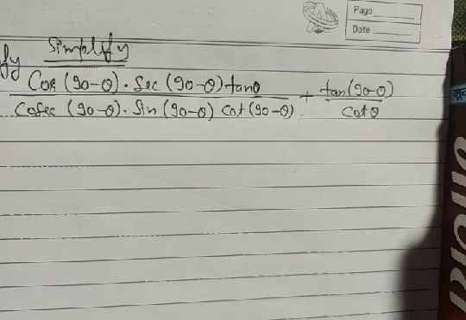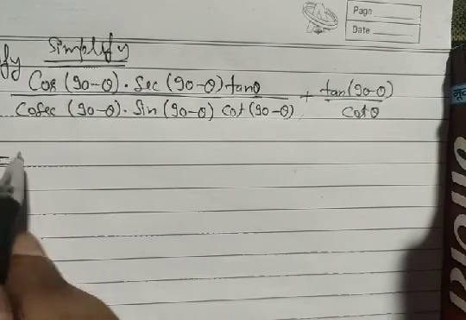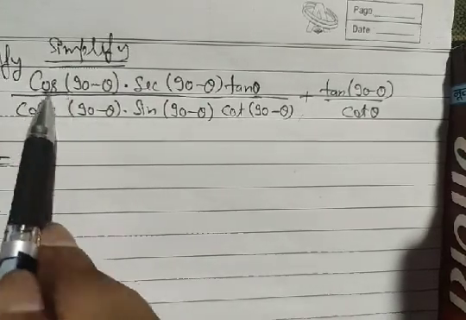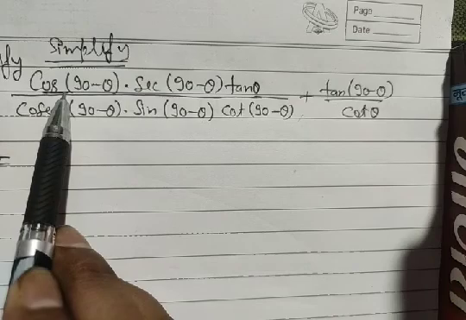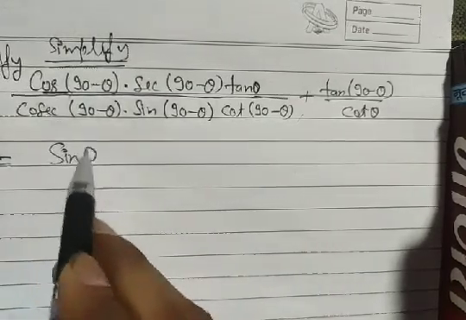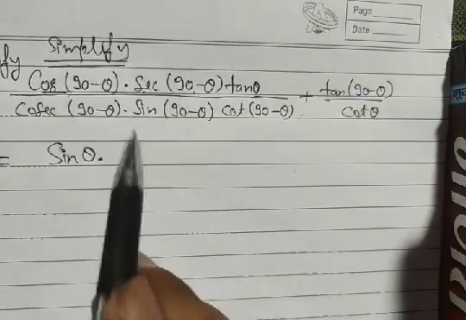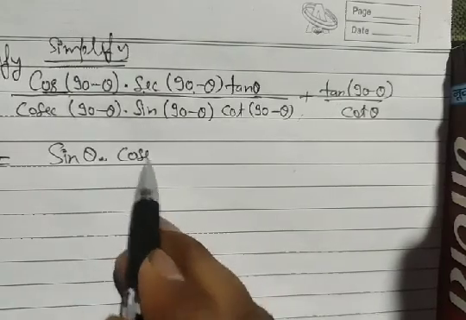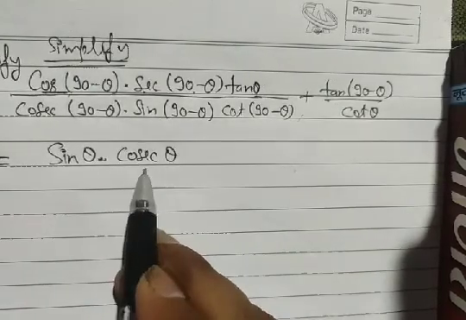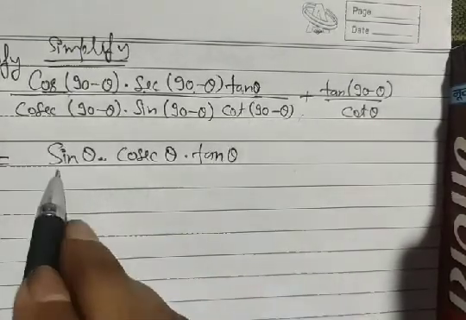This problem only seems lengthy, but it's not a difficult one. It's a very easy problem. Look what we have to do. We just use our complementary angles. Look here, this is cos 90 minus theta. By complementary angles, this is equal to sin theta. This is sec 90 minus theta. By using the complementary angles formula, this is equal to cosec theta. Write down tan theta as it is, tan theta.